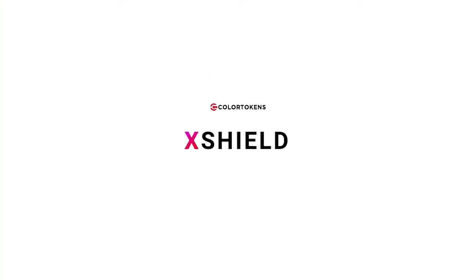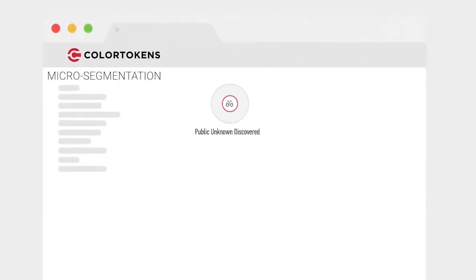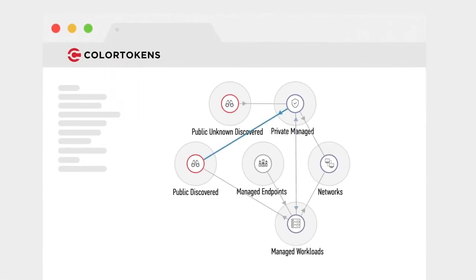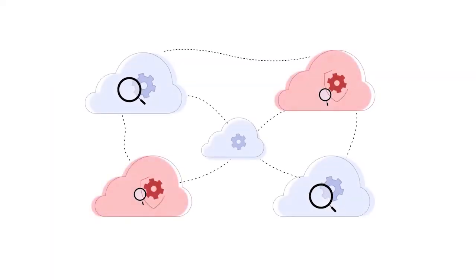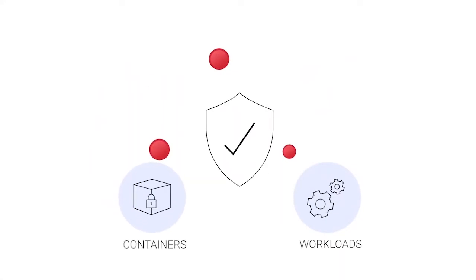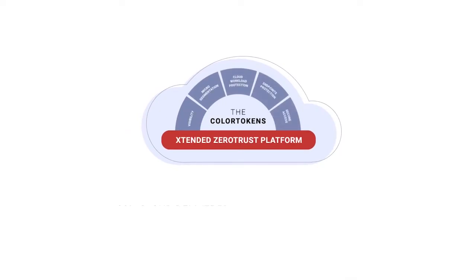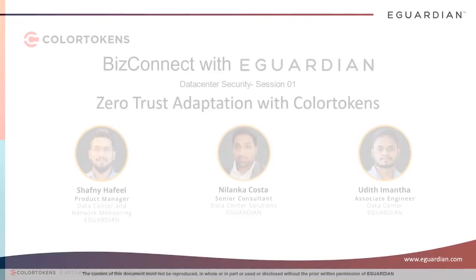ColorTokens X Shield, part of the award-winning extended Zero Trust platform, provides your enterprise with microsegmentation, consistent real-time visibility, and control of all workloads. X Shield Zero Trust zones allow you to enforce security policies with confidence, containing and blocking malicious communications to proactively secure workloads, containers, users, and applications. The extended Zero Trust platform is built 100% in the cloud, providing a simple and scalable new generation security service that requires no hardware. X Shield, part of the extended Zero Trust platform. Zero trust, zero complexity, zero compromise.